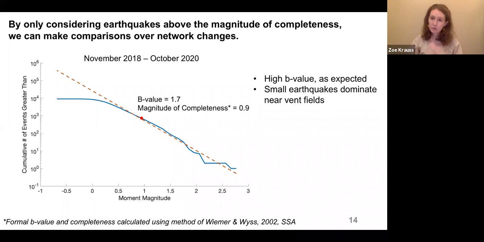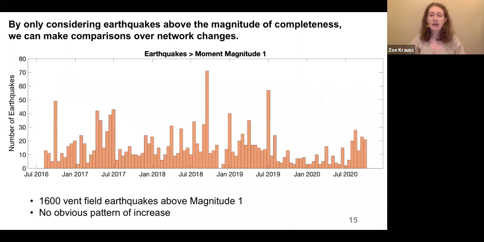And for the vent fields, we're measuring a rather high B-value, as you might expect for vent fields dominated by small earthquakes, and estimating a magnitude of completeness, conservative estimate, around 0.9. And so we're still working on getting that estimate for all time periods. But if we conservatively say that we're measuring in the vent fields all earthquakes above magnitude 1, we can compare that earthquake count through time and see how it's changing.